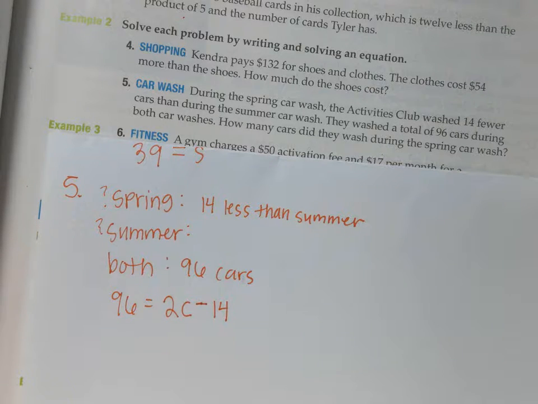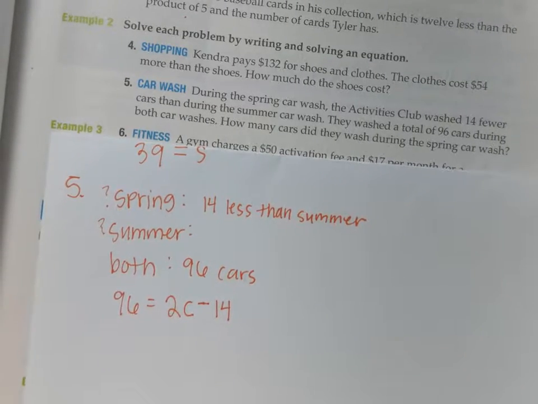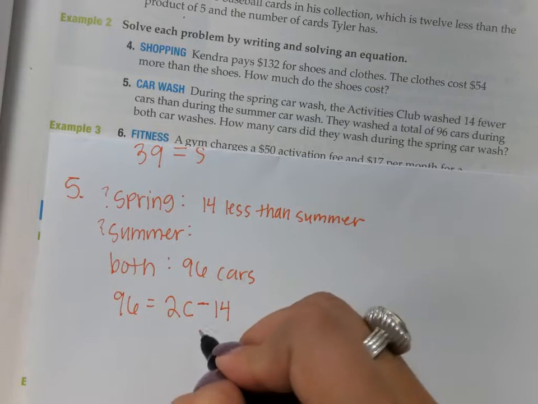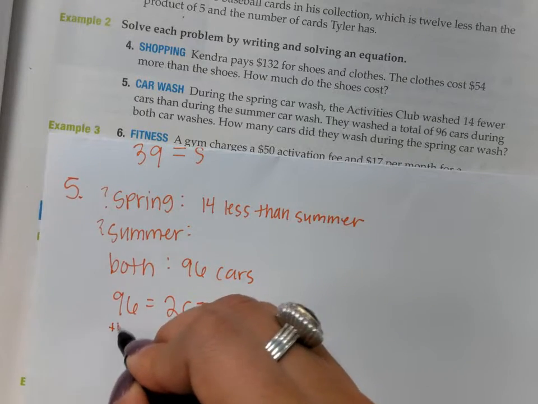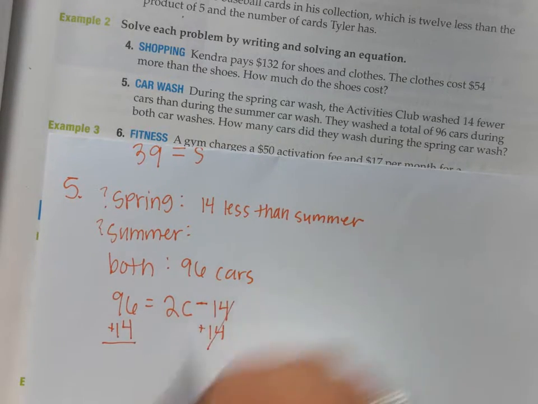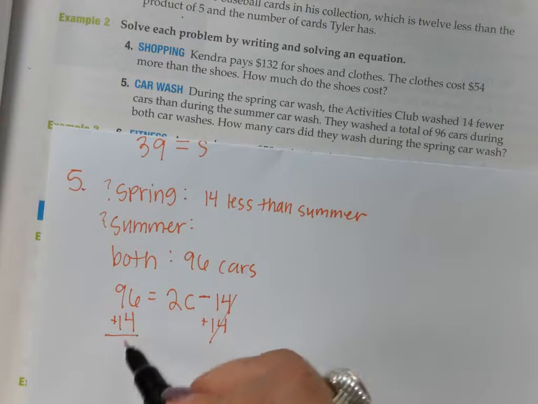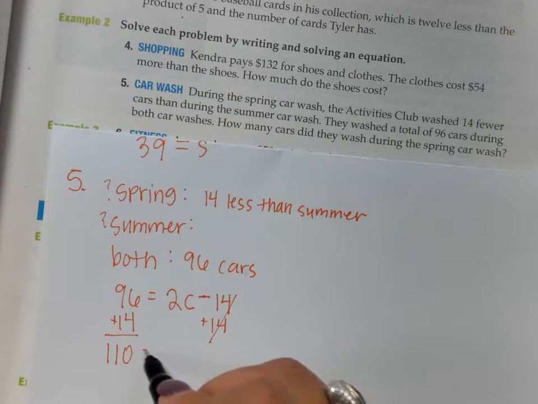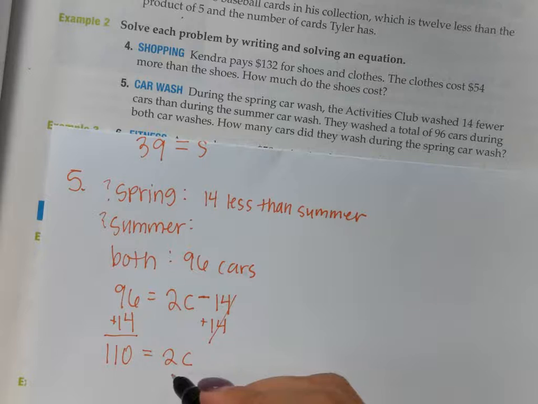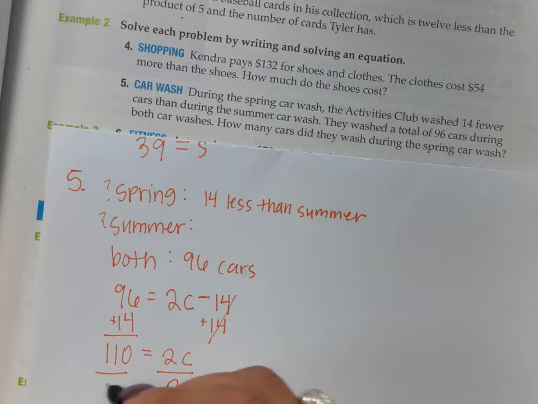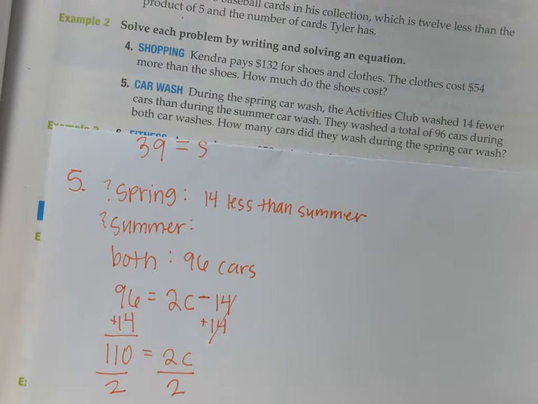110. Alright, what if I want to solve for it? Because they're asking how many cars they washed in the spring. Add 14 to both sides, right? And then divide 110 by 2, and it's 55. Okay, so then I want to divide both sides by 2. 55.